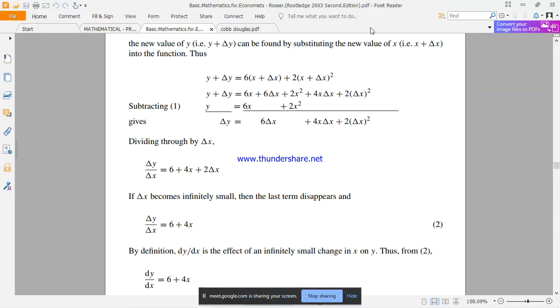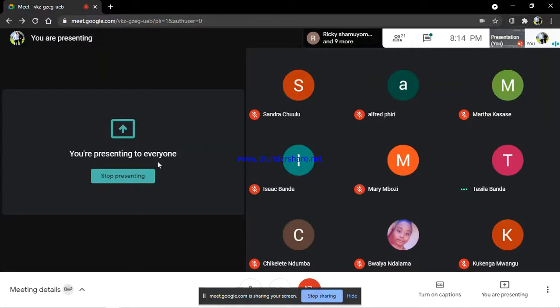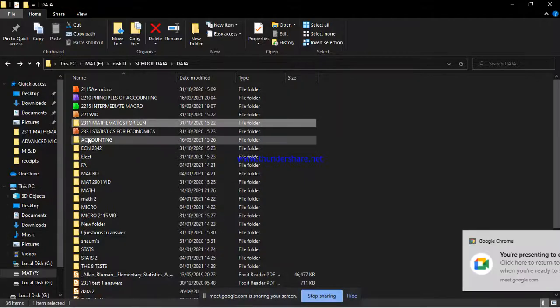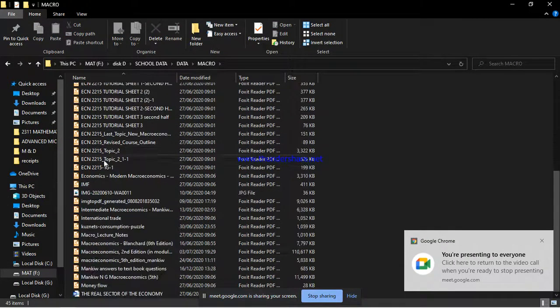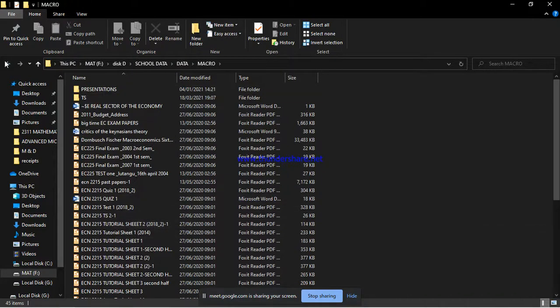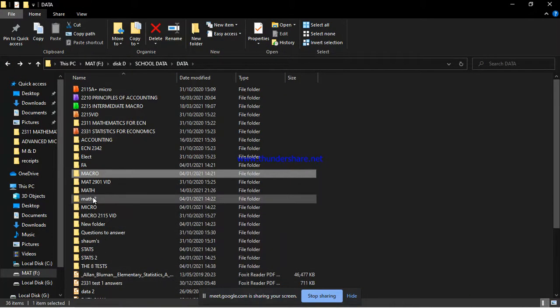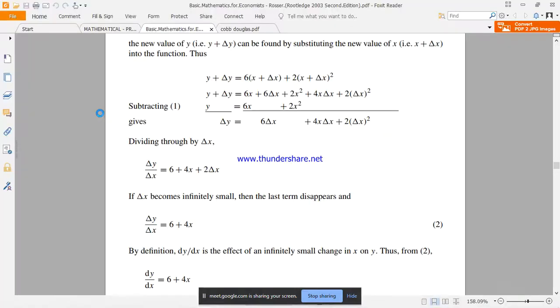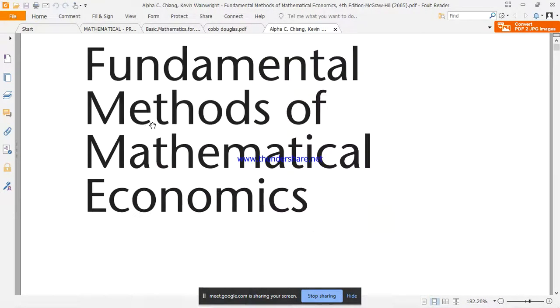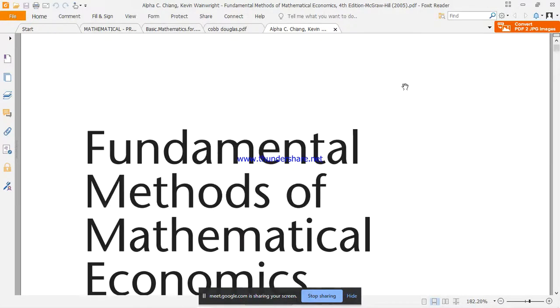So for me to explain this, let me just share this document. Just a minute. The book is still needed. Where is that book? Alpha Chain. I believe it's this. Perfect. So we're using the first principle.